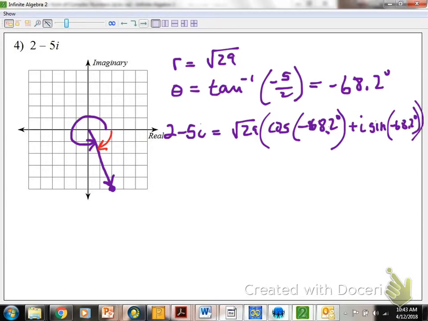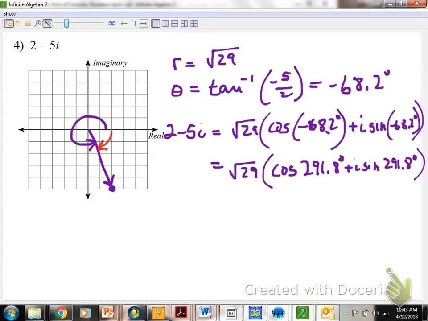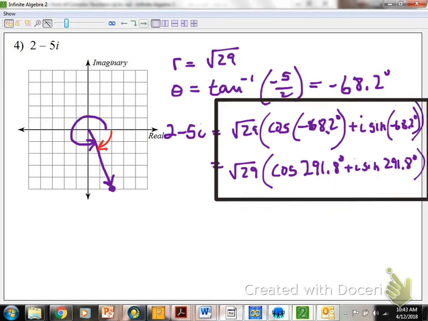If you put it as a positive angle, what'd you get, Charlie, for the positive angle? You subtract 68.2 from 360, what do you get? It's 291.8. 291.8 degrees plus i times the sine of 291.8 degrees. So I'll take either one of those. It's a nice quadrant 4 angle. We can get there in a negative direction.